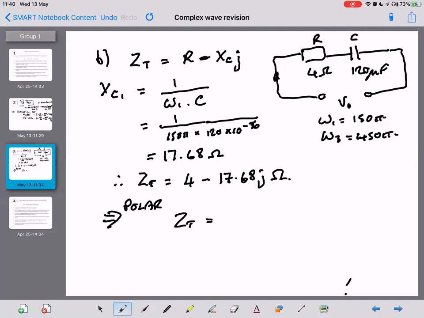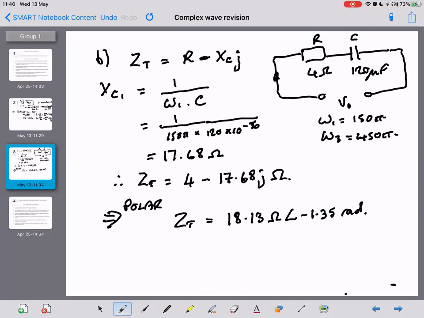18.13 ohms angle minus 1.35 radians. Yep, which is what you got in the question. Or it might be 1.34, I don't know. That's what I've got written down here, but that's near enough. Well, how did you get that again? Because I keep getting syntax errors.